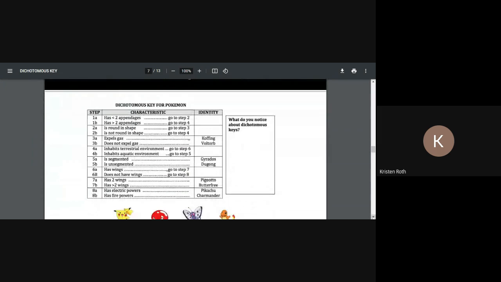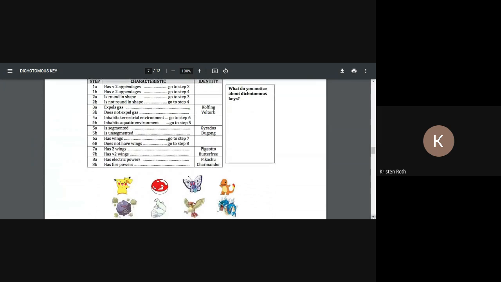Okay, we're just going to skip that. We're going to go right to this Pokemon one. So you have these 8 characters. We don't know what their names are. I bet some of you do. I'm sure some of you did Pokemon growing up.